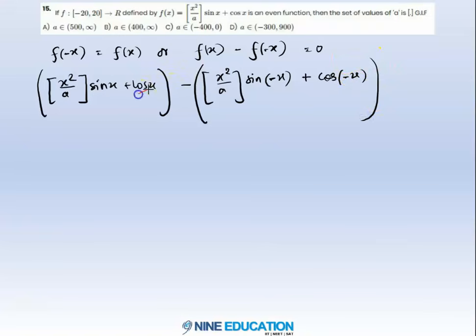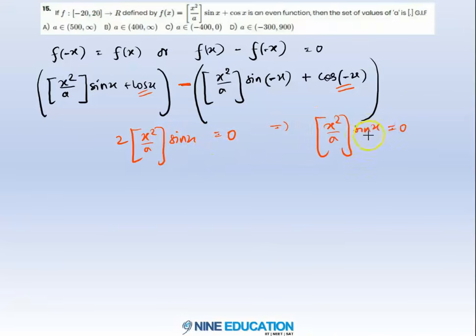Since cos of x and cos of minus x are the same, due to this minus, the cos x term will get cancelled and we'll be left with the box of (x square by a) sin x, because sin of minus x, this minus will come out and make this plus. So 2 times of this is equal to 0. Again 2 will go to the right side. So we are left with box of (x square by a) sin x is equal to 0.